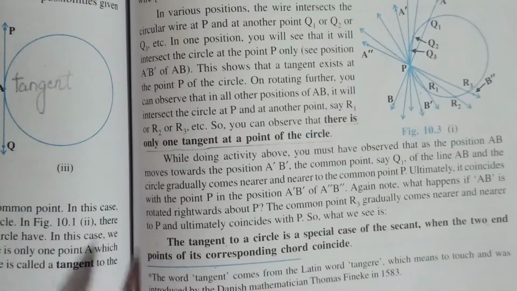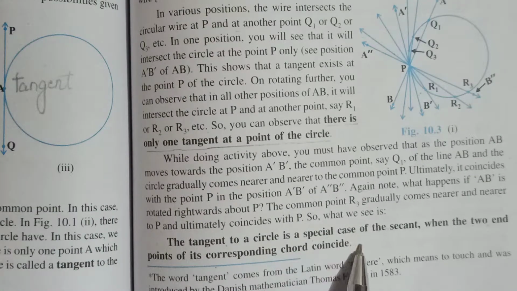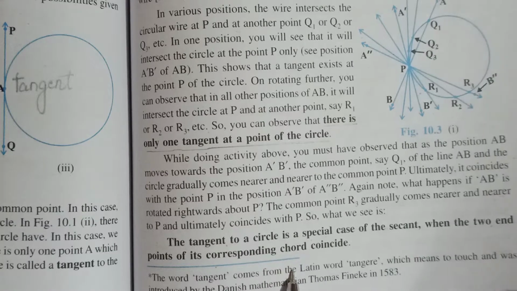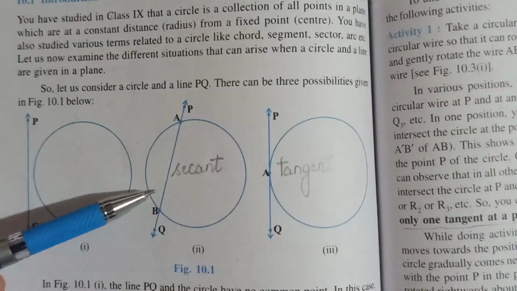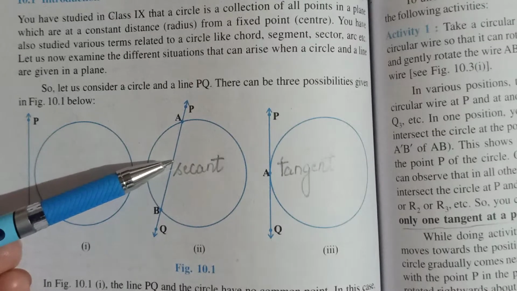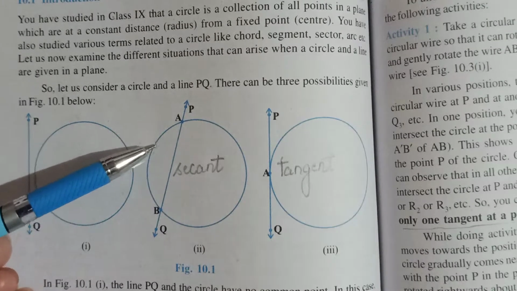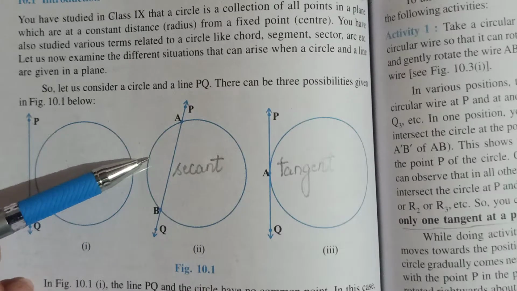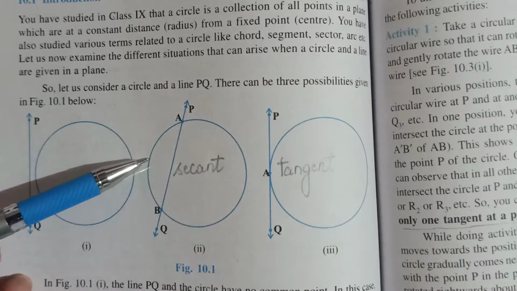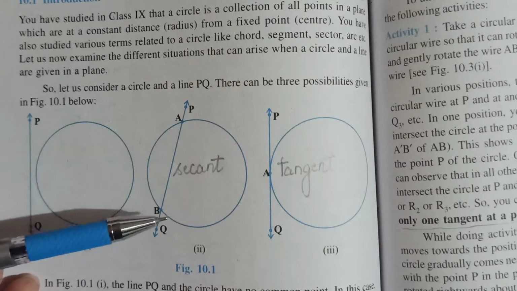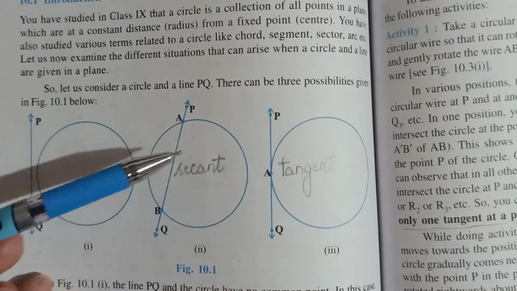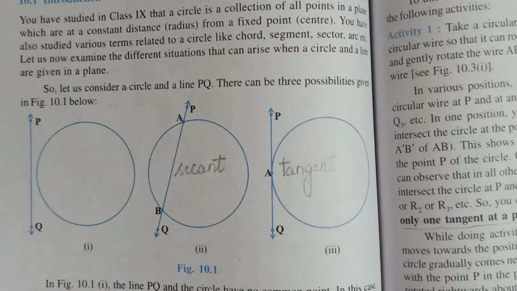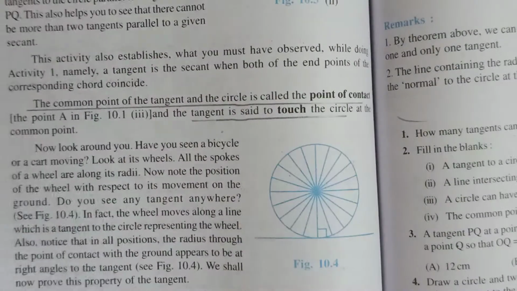Right. Next is the tangent to a circle is a special case of secant when two endpoints of its corresponding chord coincide. So that's just like you can understand, this secant, if you keep shifting this secant this way, the cut off portion of it will keep getting smaller. Ultimately a position will come when this will be touching it only, or we can say the points will coincide with each other. Okay, so they are saying that tangent is a special case of secant. Alright, so nothing difficult or great about that.